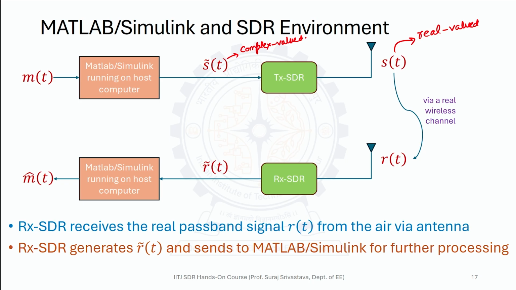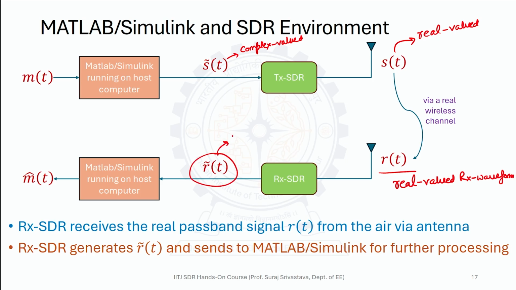Now, this waveform S(t) will be transmitted over the air and it will propagate through the real wireless channel, and the receiver SDR at the antenna receives the real valued received waveform, and this r(t) will be converted into an equivalent complex valued waveform, which is r tilde t. So, this is the job of the receive SDR. The receive SDR receives the real passband waveform r(t) from the air via the antenna, and then it generates an equivalent complex valued waveform. So, this r tilde t is again a complex valued waveform.